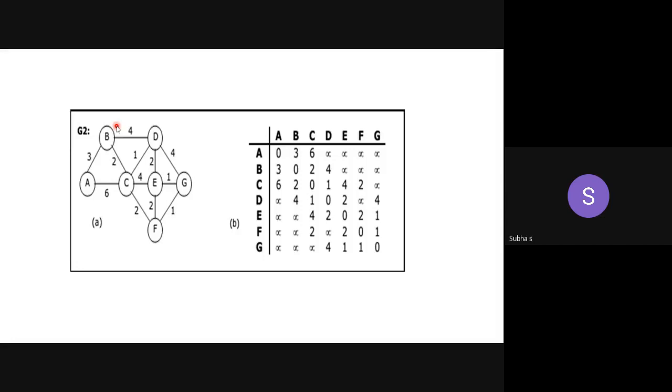Suppose in some examples they might give the source vertex also. Assume D is the source vertex, they can give it specifically. So you can start from D, E, F, G, A, B, C. Like that you can consider. It's not at all a matter, but putting the values is important.